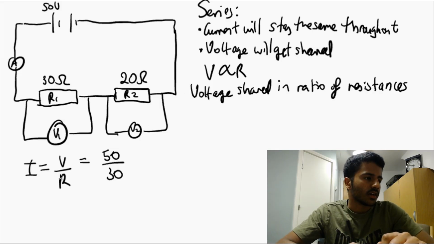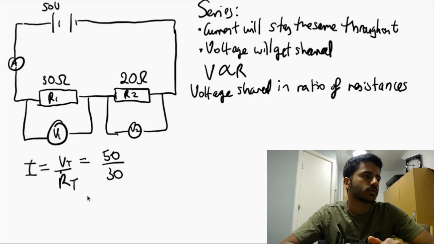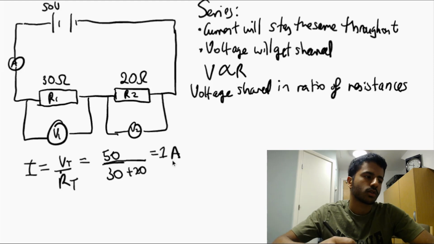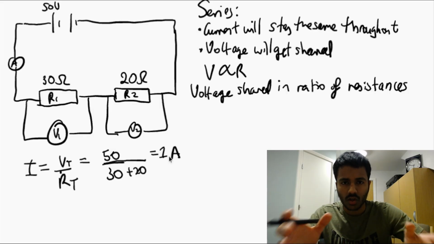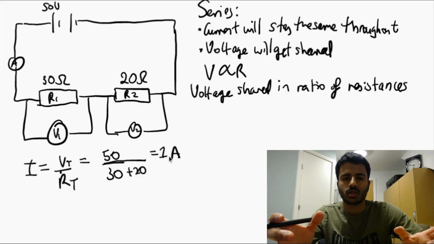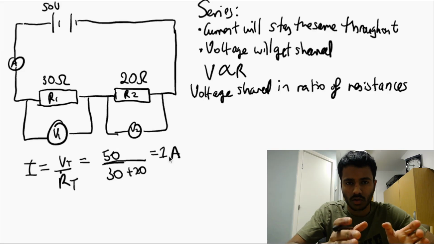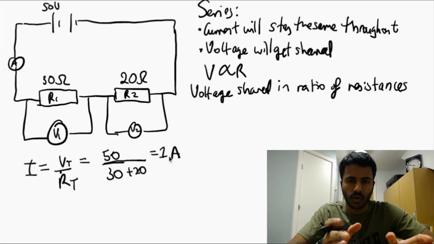You need to understand that in this case, when you're taking the current, we are here using the total voltage in the circuit. So therefore, you must use the total resistance. And in this case, the total resistance is not 30, but 30 plus 20. So in this case, the current flowing through the circuit is 1 amp. You need to make sure that if you're using V equals IR, if you're using the voltage across the whole circuit, you need to use the total resistance. If you're using the voltage across one component, you have to use the resistance of that one component only.